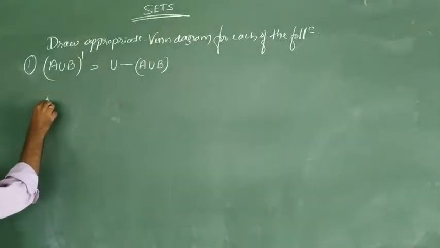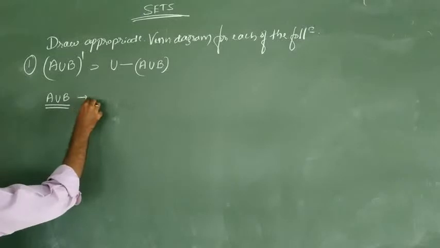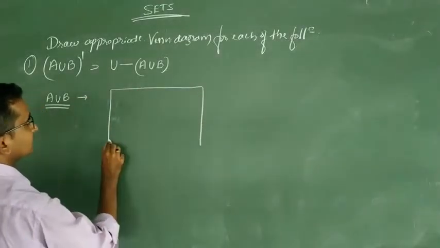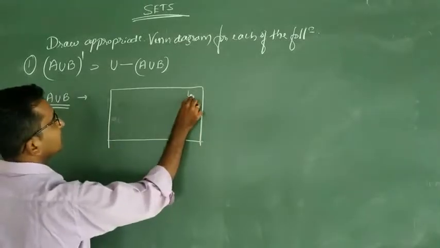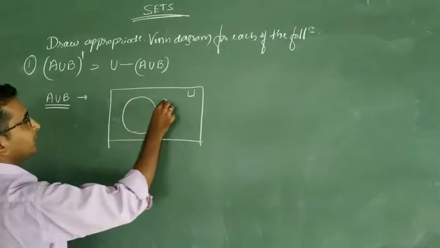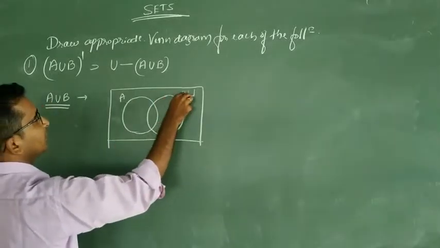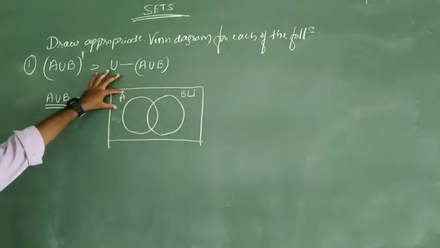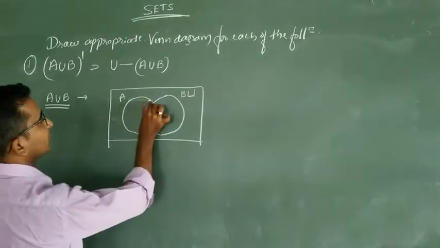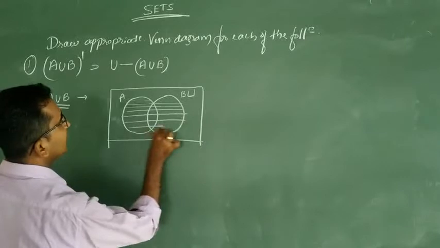So how are we going to draw the A union B Venn diagram? This is the universal set, this is set A, this is set B. A union B means the elements which are present in A or in B or in both. So we draw it like this. This is about A union B.